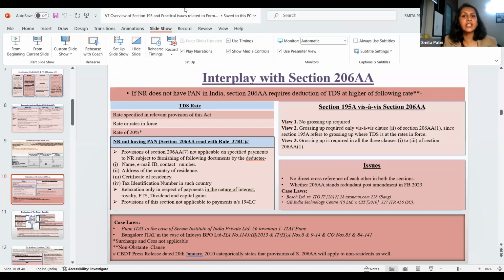Although the circular has come now where he is not supposed to pay the higher taxes, at that time the penal interest or the penal charges were there that if he doesn't have a PAN in India, then he's supposed to pay the higher of the three.